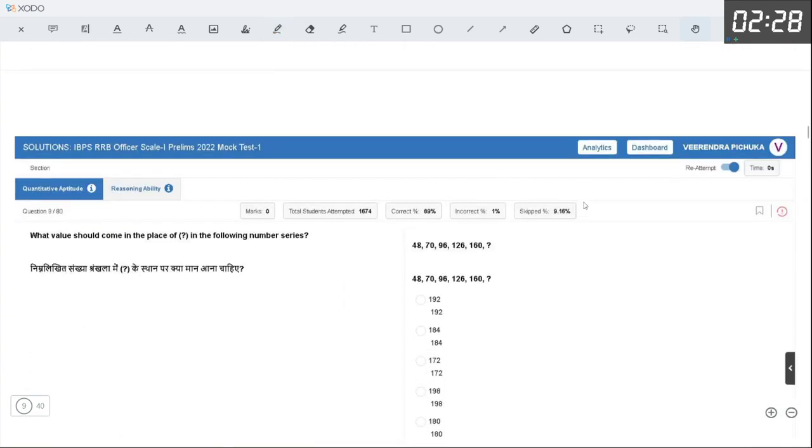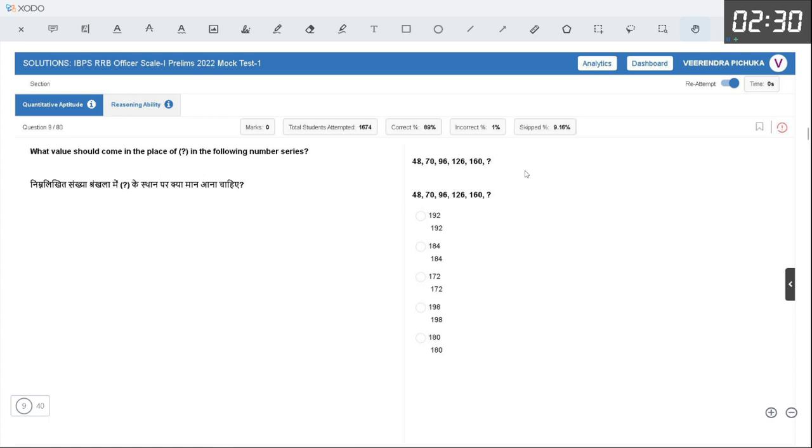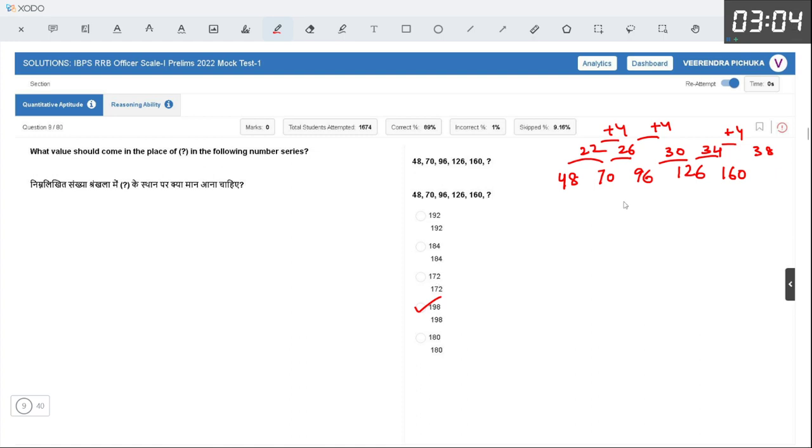Right. And here also 48, 70, 96, 126, 160. You can check that here. 22, 26, 30, 34. See, 4 increasing here, plus 4, plus 4. With that you have to increase plus 4. That means 198.